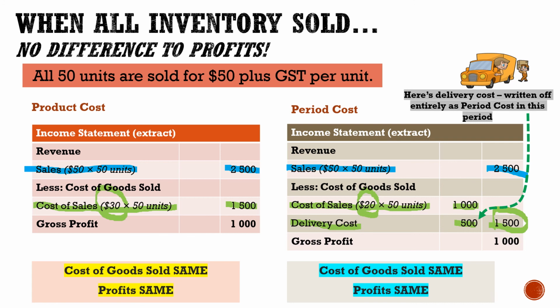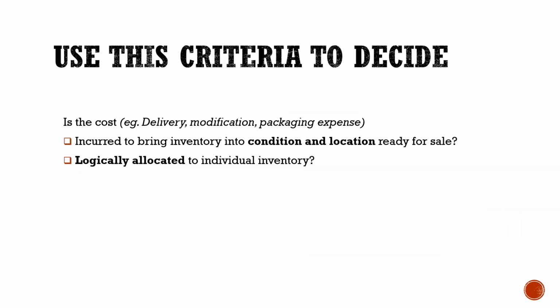As we can see here, when all units of inventory are sold, the cost of goods sold expense works out to be the same between the period cost method and the product cost method. This results in the same amount of profits under both methods when all units of inventory have been sold. So this means that we cannot rely on the differences in the profits and inventory valuation to decide if we should use the product cost or period cost method. Instead, we need to use this criteria to decide.